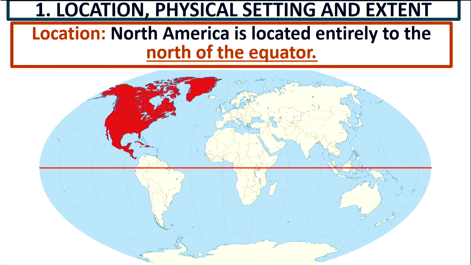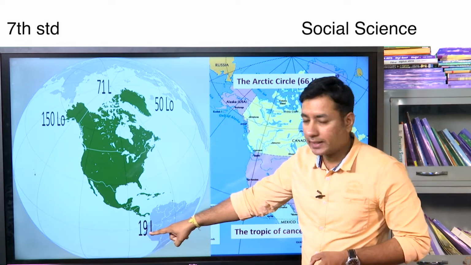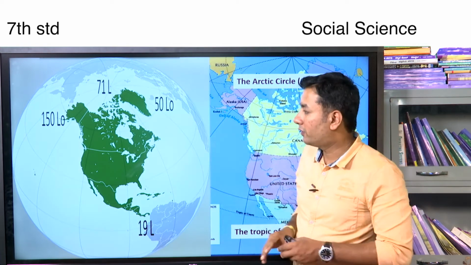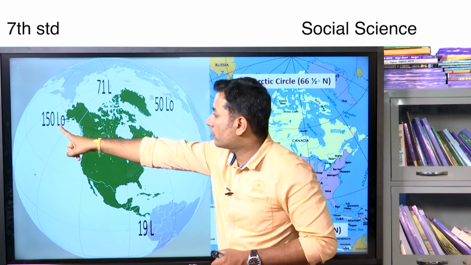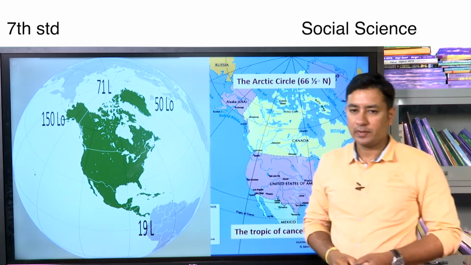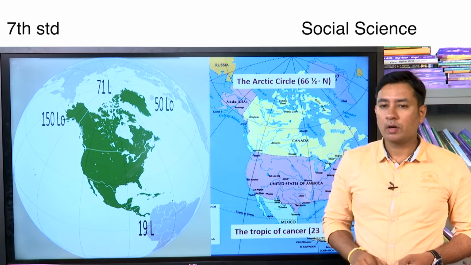The entire continent is located in the northern hemisphere. The entire North American continent never touches the equator at all. Now, North America starts from 19-degree latitude to 71-degree latitude. And if we come to the longitudes, it starts from 150-degree longitude to 50-degree longitude. This is the exact location of the North American continent on the earth.